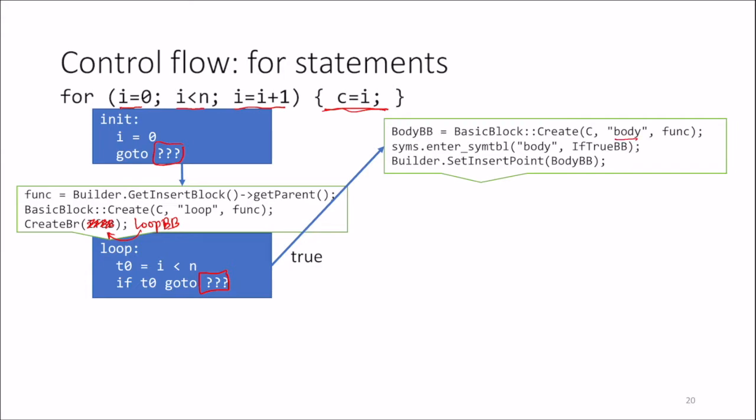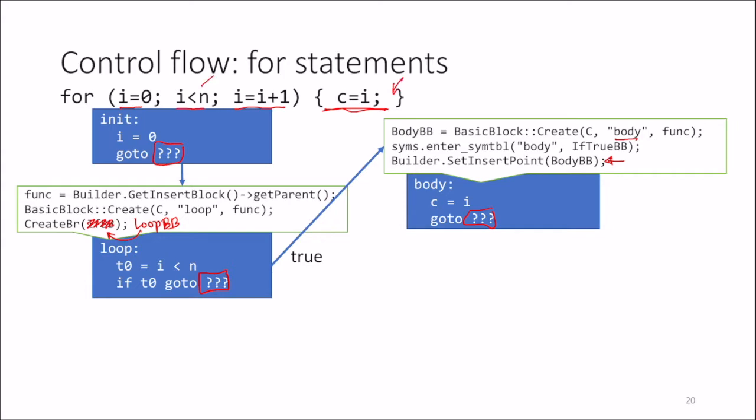When we're ready to generate the instructions, do the code generation for this, it would set this insert point here. As you can see, we can set up these basic blocks and then set the insert points as needed. So in this case, we have body. We are just doing an assignment of I into this location C, and then it does another go to. Now, where does this go to happen? At the end of this body, we need to go and check this condition again.